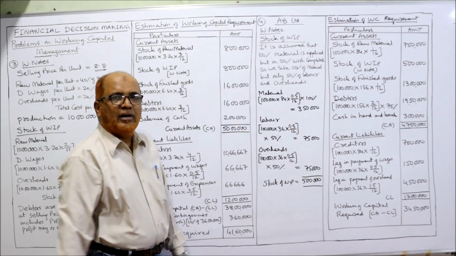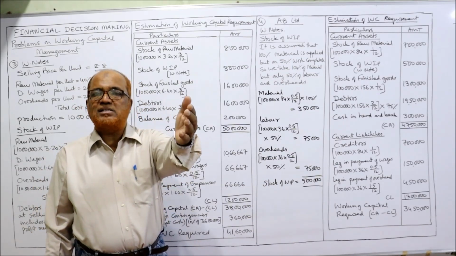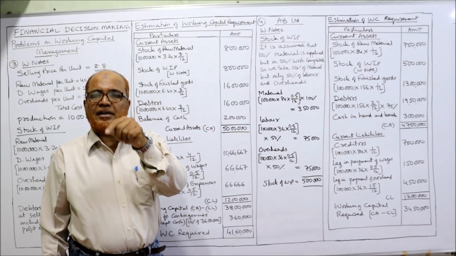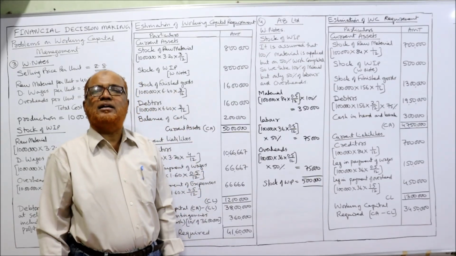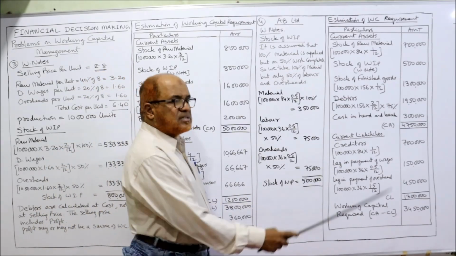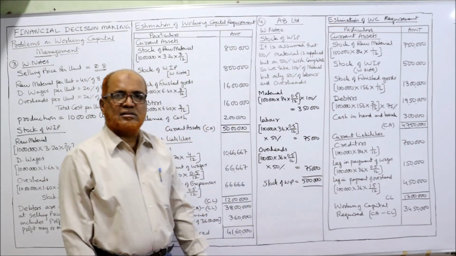Now we take current liabilities. Creditors. How much credit period is allowed by suppliers? It is given 1 month. 1 month is the credit period allowed by the supplier, creditor, for material purchase. So 1 lakh into 84 rupees is the material cost, into 1 by 12, 7 lakh creditors.